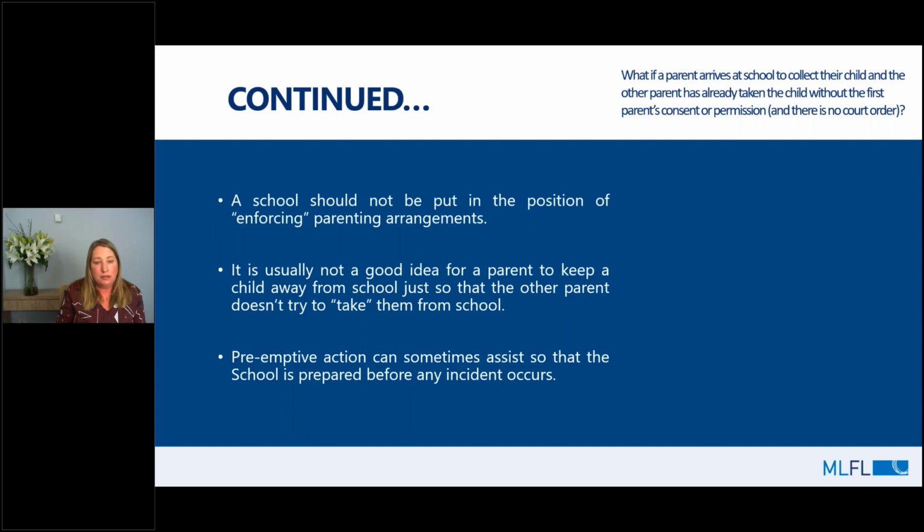It's usually not a good idea for a parent to keep a child away from school just so the other parent doesn't try to take them from school. That goes without saying. But perhaps a parent could contact the school, give them a heads up that they're worried that the other parent may come to the school and take the child without their knowledge or consent, and ask that the school contact them immediately if that should happen. And I really don't see any problems with the schools doing that.